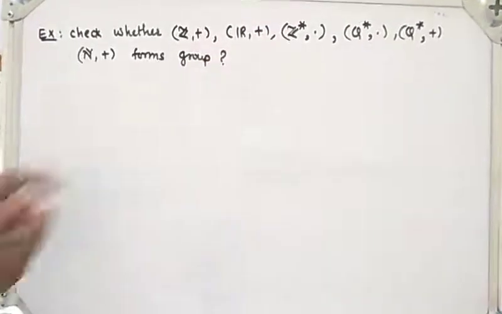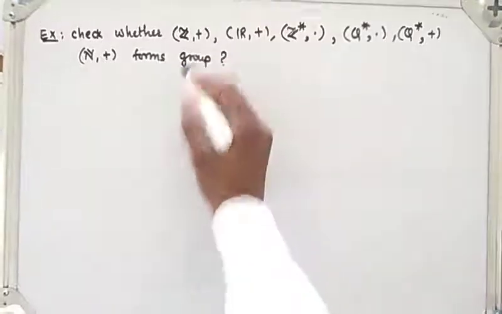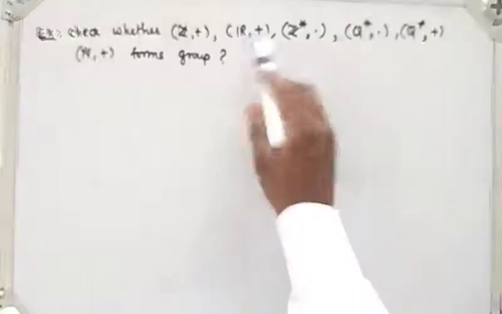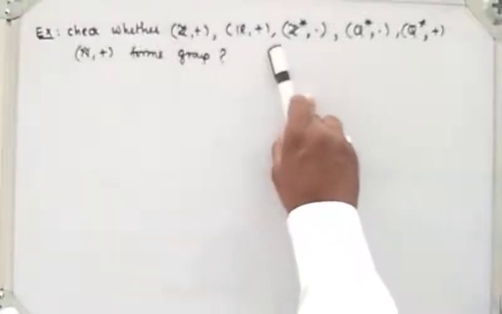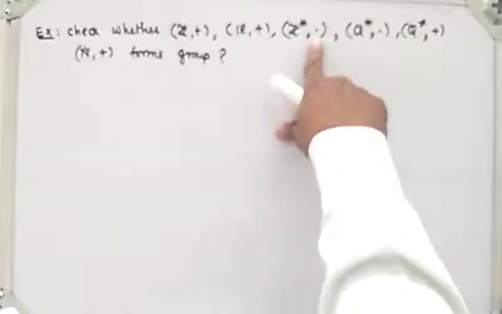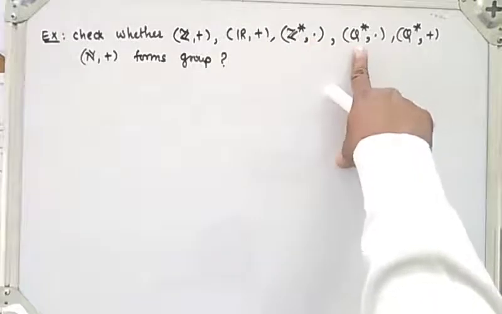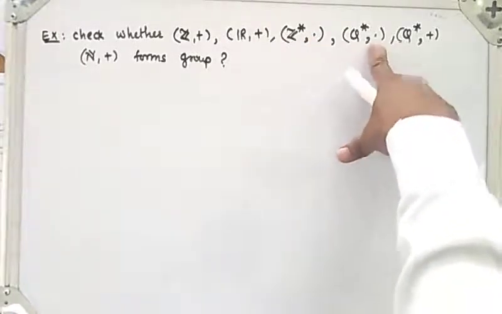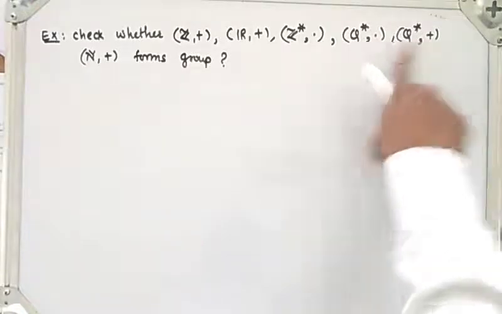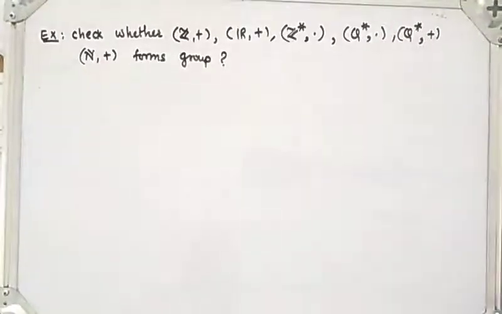Check whether these are all groups. First is Z under addition, R under addition. Here Z star means non-zero integers, with the operation multiplication. Q star, which is non-zero rationals under multiplication. Q star under addition, natural numbers under addition.